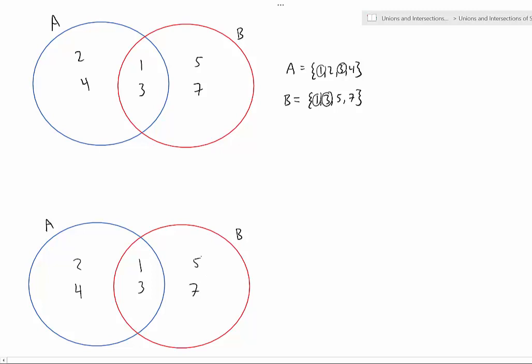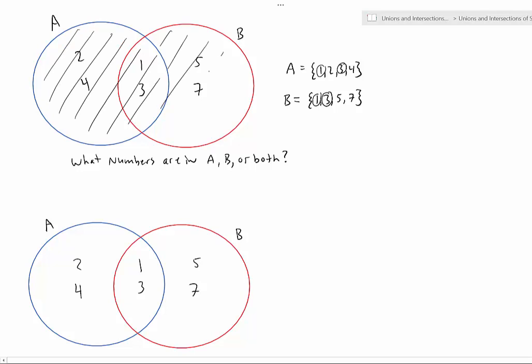All right. So in the first part, we would like to ask, what numbers are in A, B, or both of them? Well, everything that's in A, or B, or both. That would just be everything that we see here. So all that stuff together. We could write this as the set 1, 2, 3, 4, 5, and 7. It's what's in A, it's what's in B, or both.